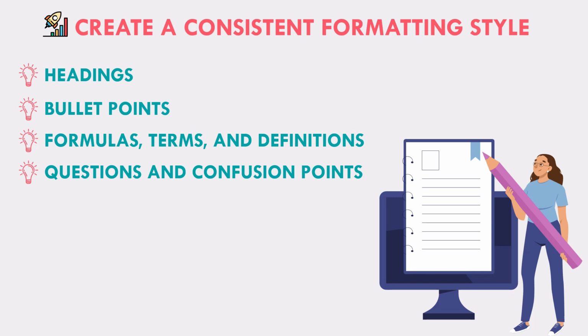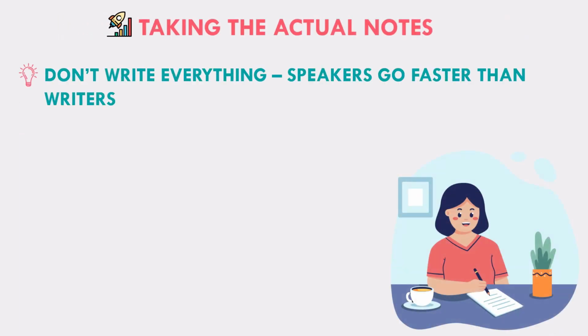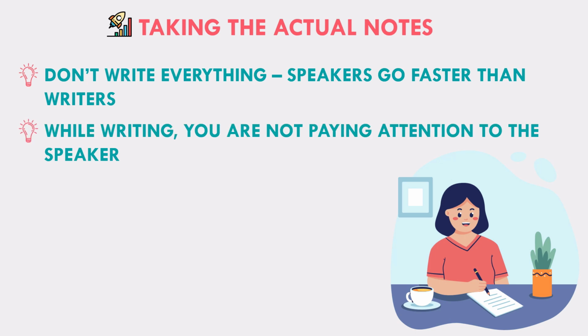Now let's go over how to actually take the notes. Don't write everything the presenter says because speakers speak faster than writers. And while you're writing, you're not paying attention to the speaker. Multitasking is not a thing. Basically, we're switching from writing to listening. When you're writing, you're not paying attention to the listening. So you're losing a lot of what the speaker is currently saying. So you're actually falling a little bit behind.